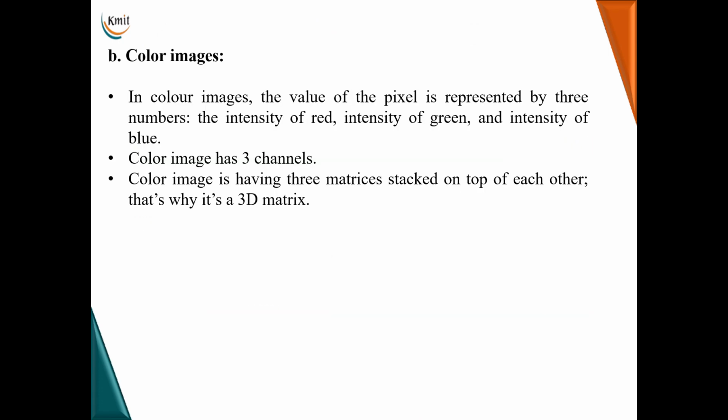Coming to the colored images, they are represented as three numbers R, G and B. That is the intensity of red, intensity of green and intensity of blue. Colored images have three channels, that is RGB, whereas grayscale images have only one channel. Color images have three matrices stacked on top of each other. That's why it is a 3D matrix, with each channel for R, G and B respectively.